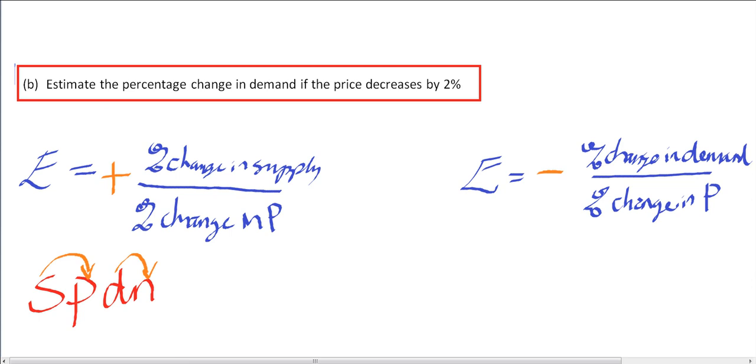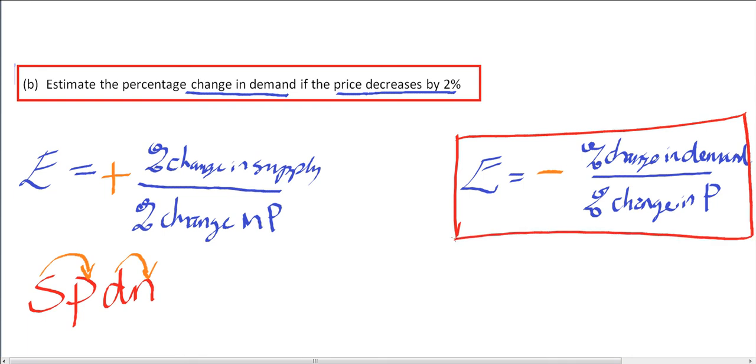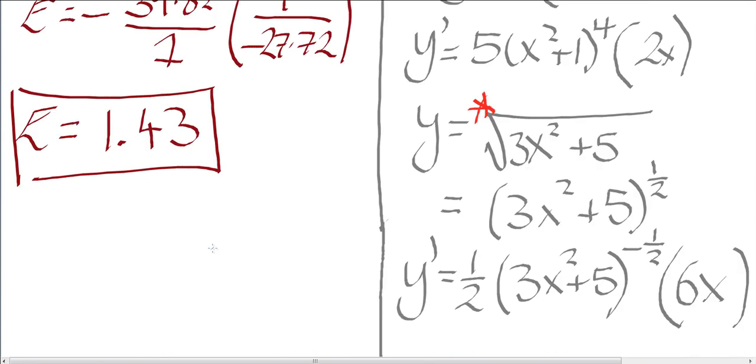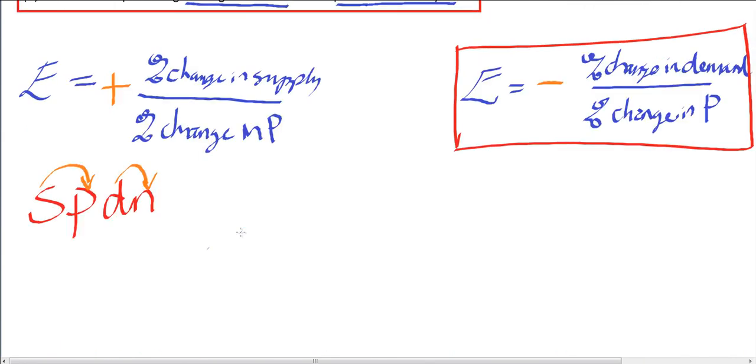What did they mention to me? They said change in demand and percentage change in price. That's fine. So I need to use this formula here because that's the relationship between demand and elasticity. It says E equals minus percentage change in demand over percentage change in price. What do I know? Well, I know elasticity is 1.43, so let's fill that into our formula.